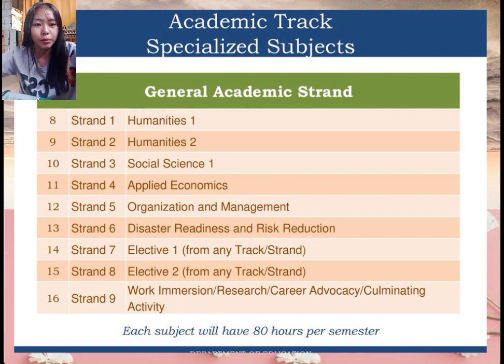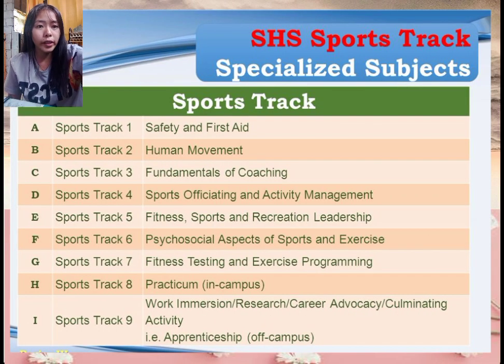If you are fond of sports, you can also take the sports track if it is available in the school that you are going to or transferring to. The subjects present in the sports track are safety and first aid, human movement, fundamentals of coaching, sports officiating and activity management, fitness, sports and recreation leadership, psychosocial aspects of sports and exercise, fitness testing and exercise programming, practicum inside the campus, work immersion, research, career advocacy, culminating activity, or an example of this is the apprenticeship. So it is an off-campus activity.